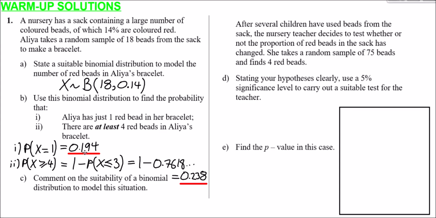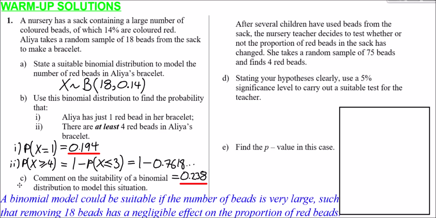So it's a bit awkward to word. This is the best I could come up with. I'm not saying this is perfect by any means. So I'd say something like a binomial model could be suitable if the number of beads is very large, such that removing 18 beads has a negligible effect on the proportion of red beads still inside the bag. Something along those lines should pick up the mark for you. Moving on towards part D now.